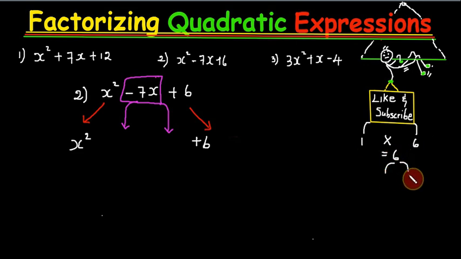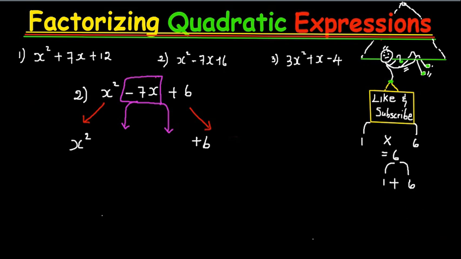Now we will find factors of 6 in pairs, starting with 1. We have 1 by 6. Does this satisfy the condition? When we multiply it, we get 6. Correct. Now, can we add this to get negative 7? Let us try. 1 plus 6 would give us 7. But we need to get a negative 7.